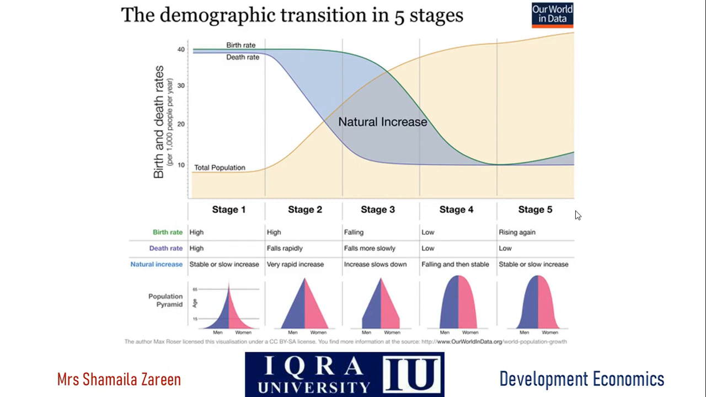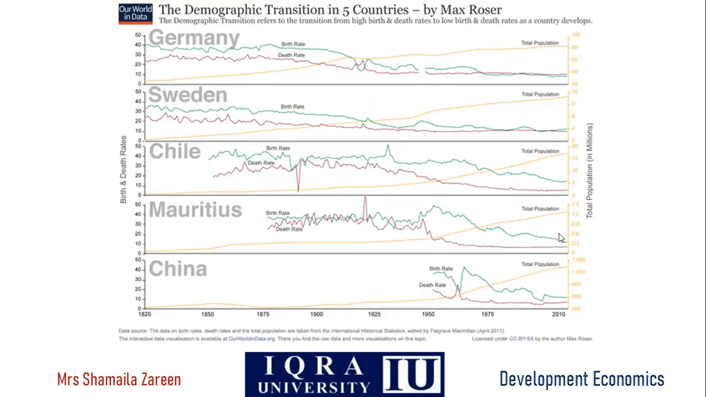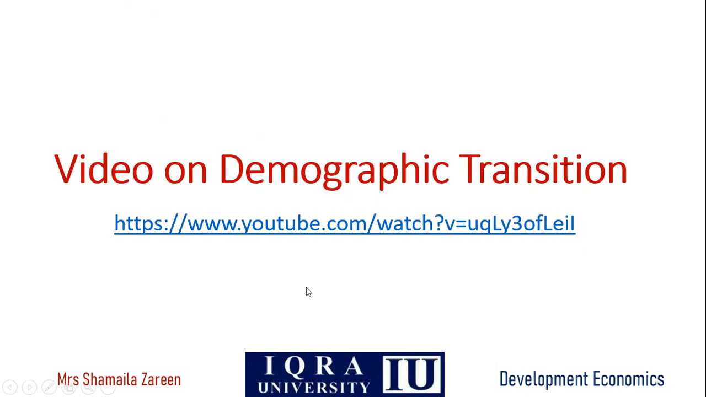Here are showing the different stages: stage 1, stage 2, 3, 4, and 5. And these are showing the birth and death rates or the demographic transition in 5 different stages. And this is showing the demographic transition of different nations. And you can go through here about some concepts of demographic transition.